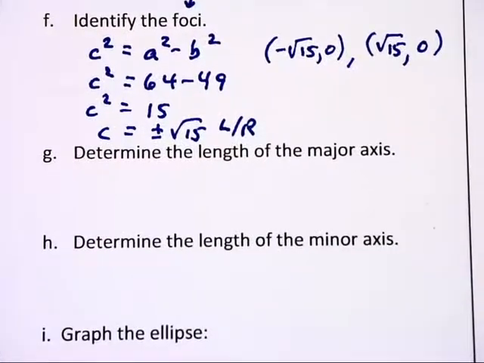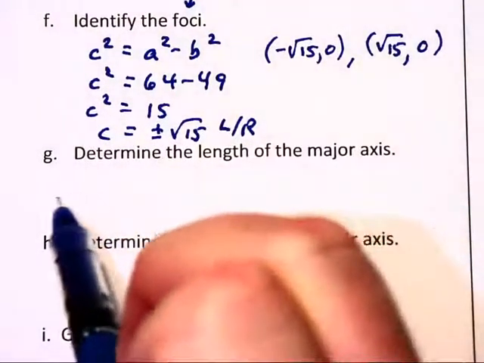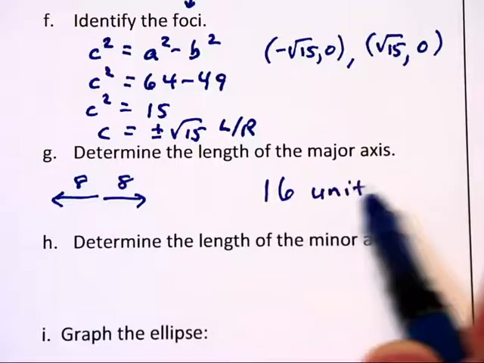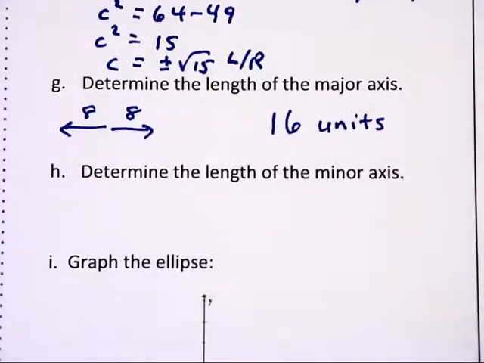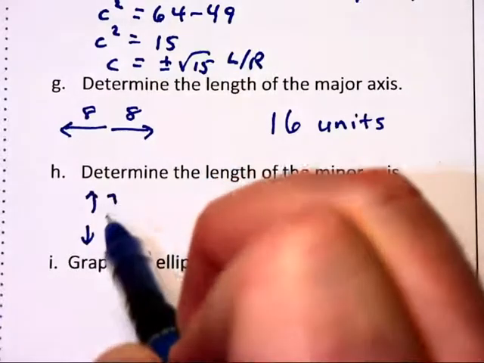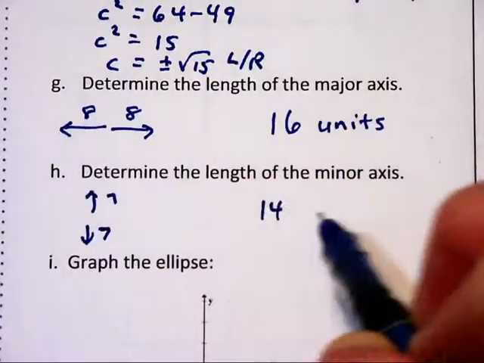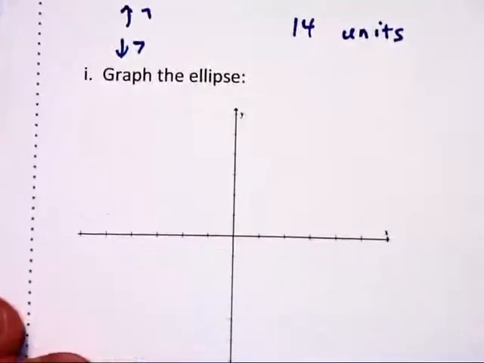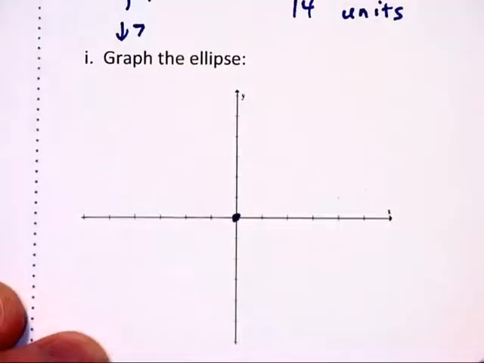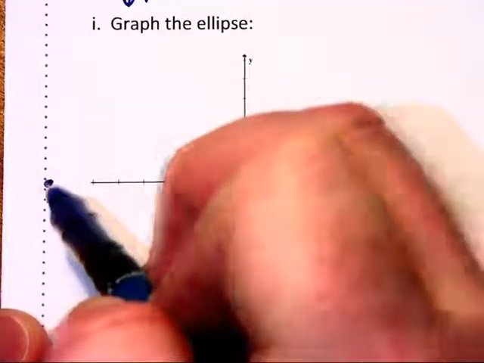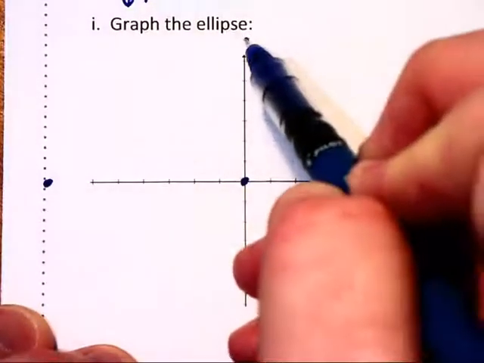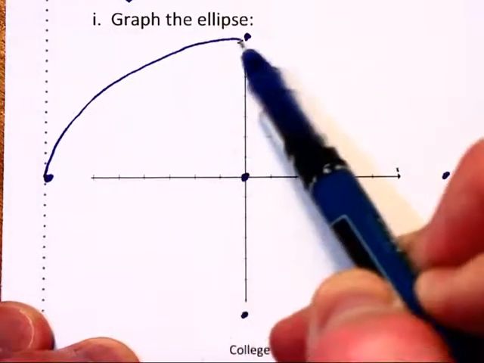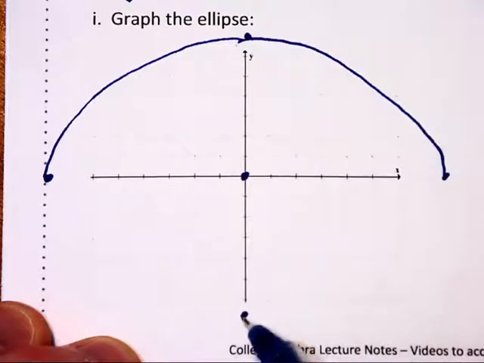As far as the length of the major axis, we've already said we're going 8 to the left and 8 to the right, so this will be 16 units long. And as far as the length of the minor axis goes, we already said we're going up 7 and down 7, so the minor axis will be 14 units in length. If we go to graph this entire curve, yes, it's centered at the origin. We are moving 8 units to the left, 8 units to the right, up 7 and down 7, and even though it looks pretty circular, it actually is a little bit more stretched in the horizontal direction.